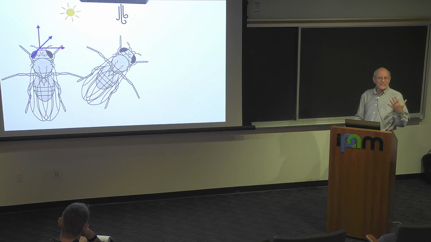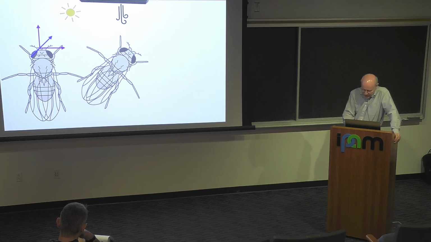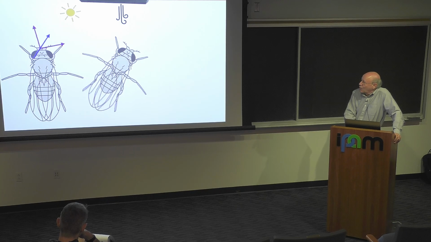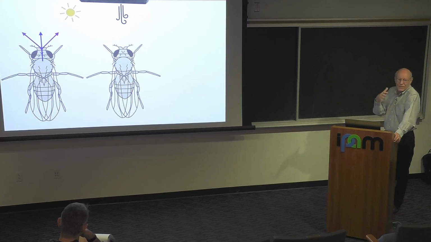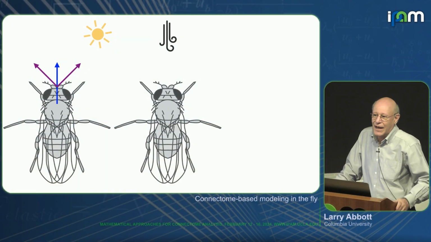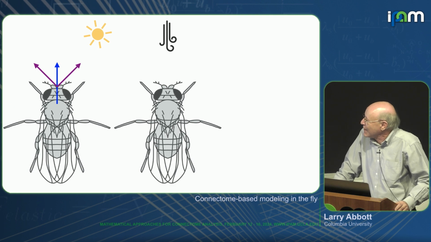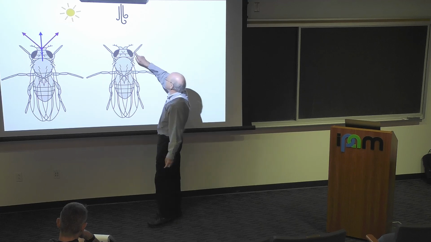Now, the blue vector here is the heading vector that I already showed you, that is in the ellipsoid body. So the fly has to construct a coordinate system that rotates along with its heading vector. And what I want to do is show you how that happens and how the connectome helps us to figure out how it happens.